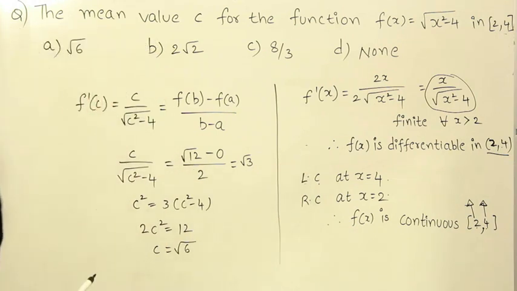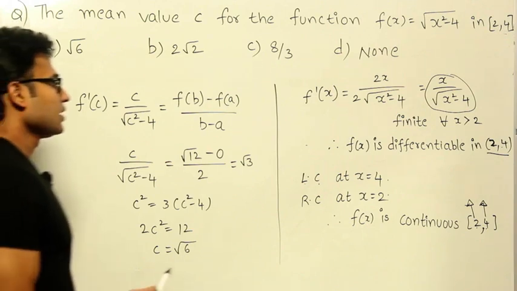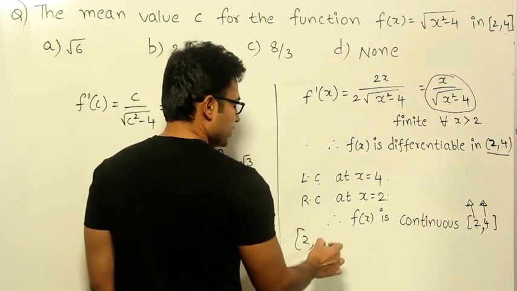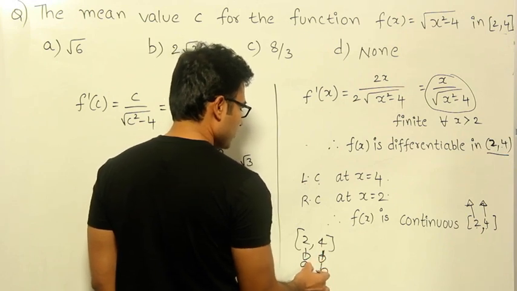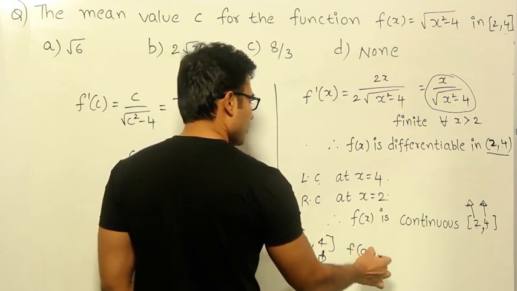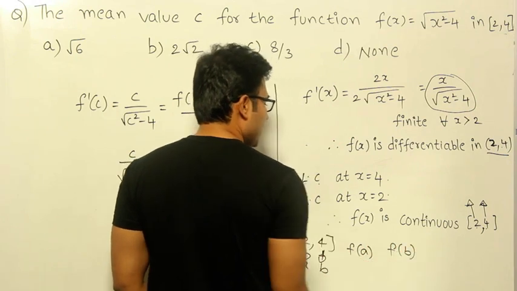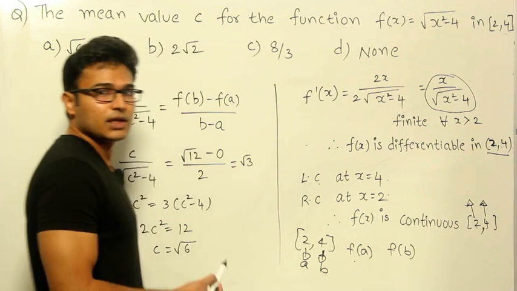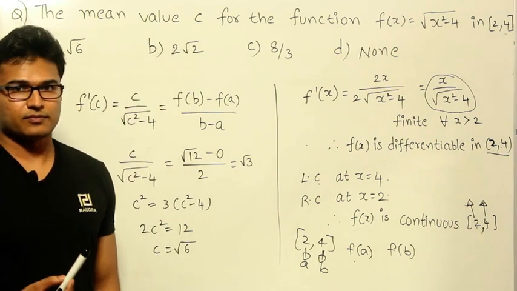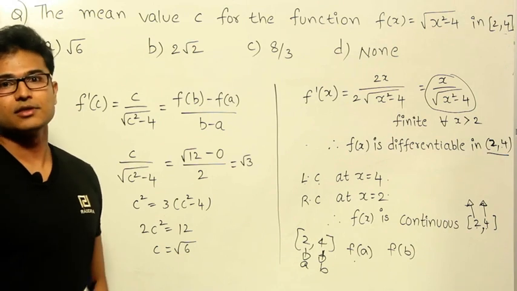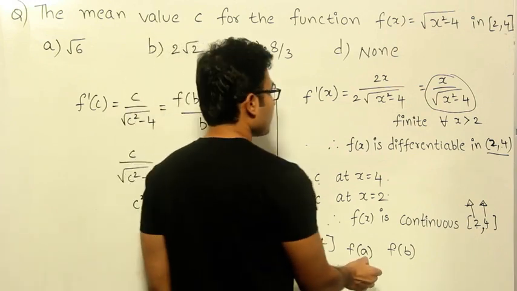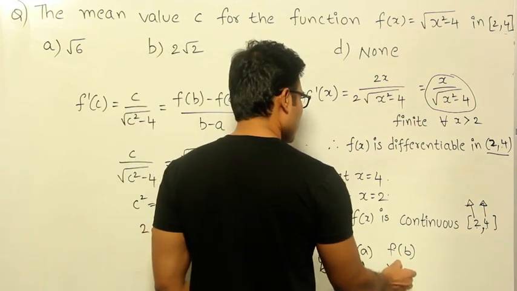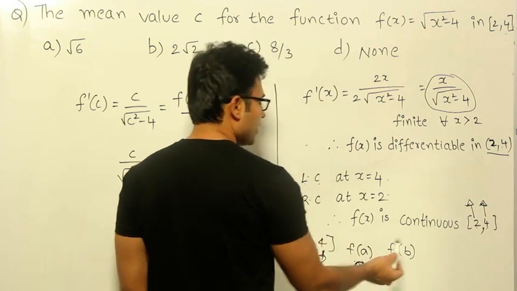After that, you can apply any theorem depending on the values of f of a and f of b. Now if you observe, 2 is the lower bound, which means it is a, and 4 is b. You have to find the value of f of a and f of b. If both are equal, you can apply Rolle's theorem. If both are not equal, you can apply Lagrange's theorem, right? Now f of a is 0 and f of b is square root of 12. So both are not equal, so you can apply Lagrange's theorem.